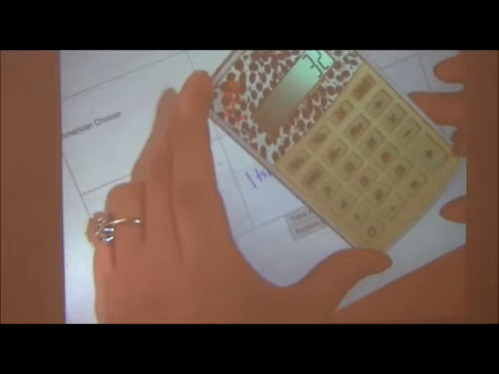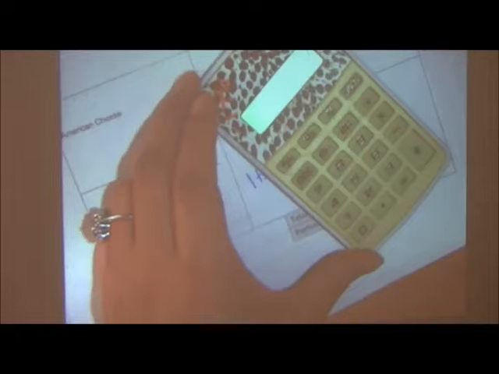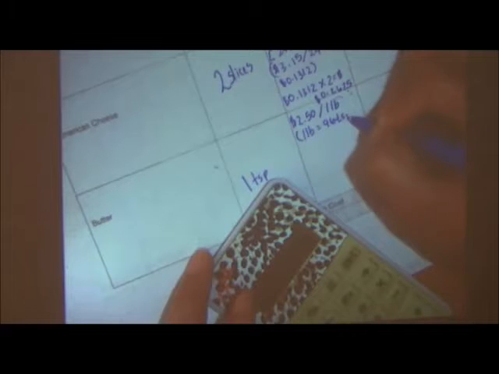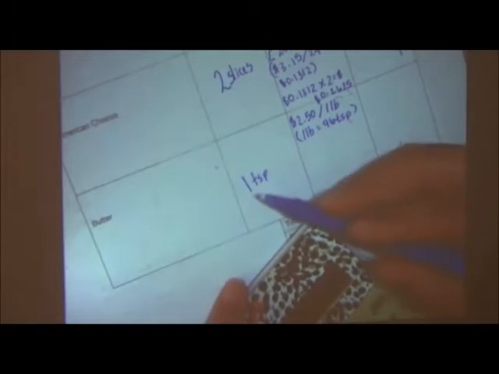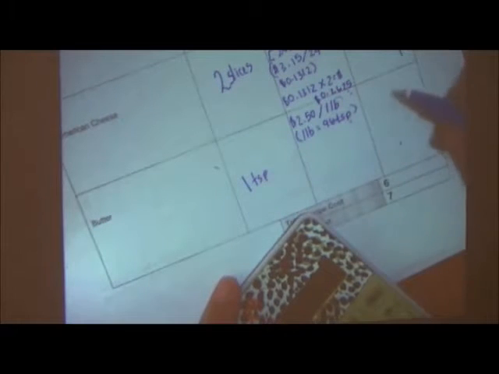Now there's 32 tablespoons. Now I remember that there are 3 teaspoons for every tablespoon. So for 32 tablespoons, I'm going to multiply that by 3. There's 96 teaspoons in a pound of butter. So 1 pound of butter equals 96 teaspoons. And the reason I want teaspoons is because this is the most common denominator. I need to work it down so that I get my teaspoons out of there.